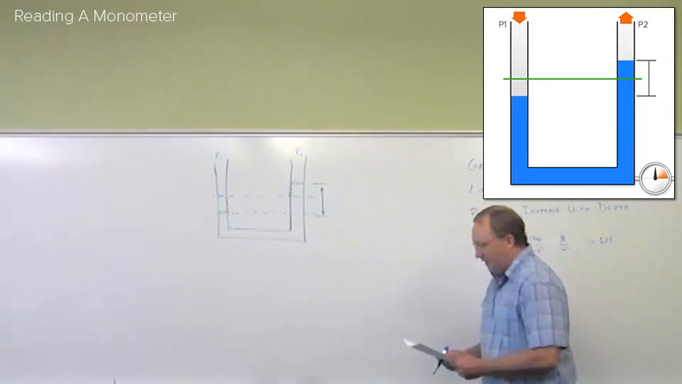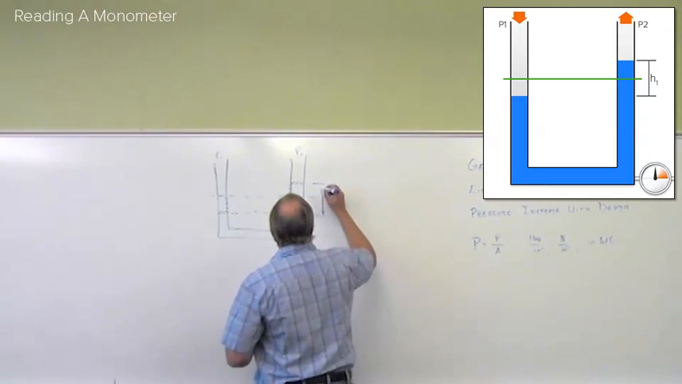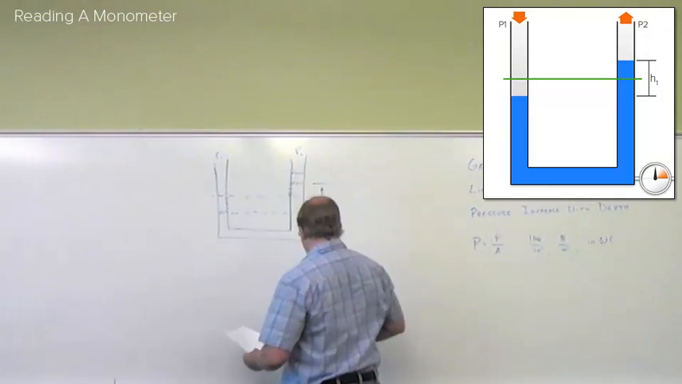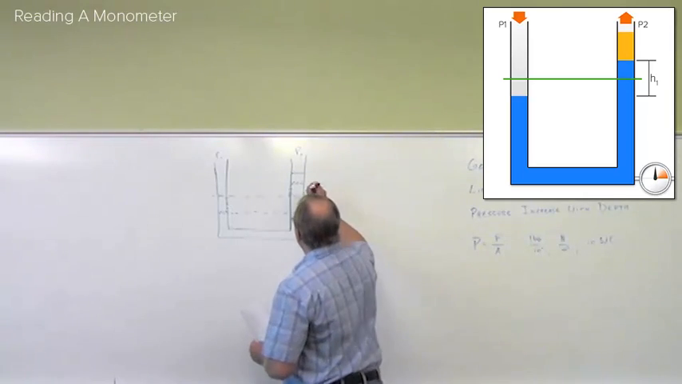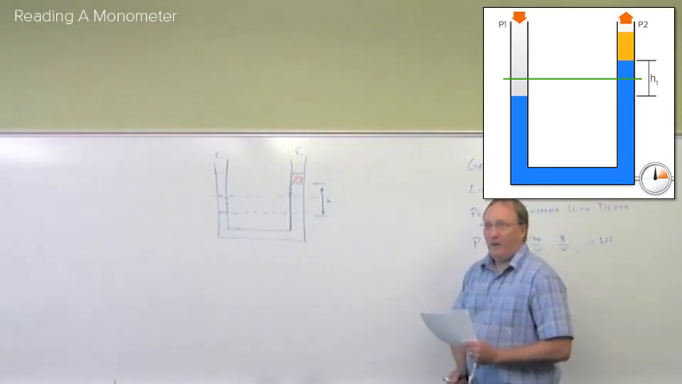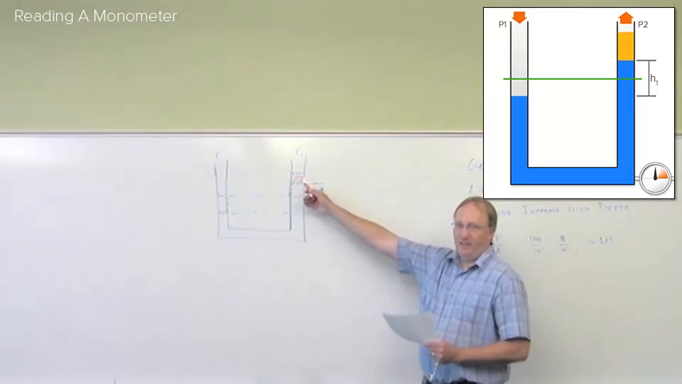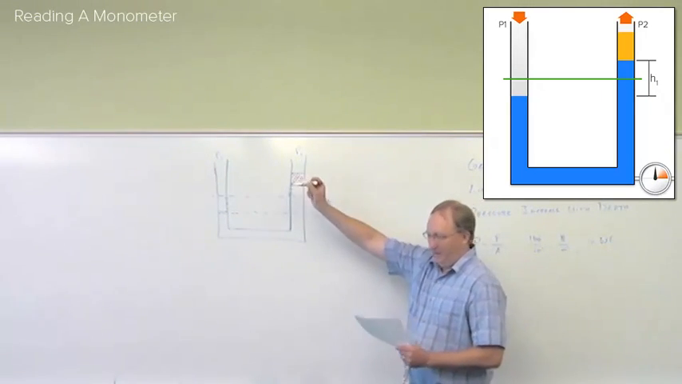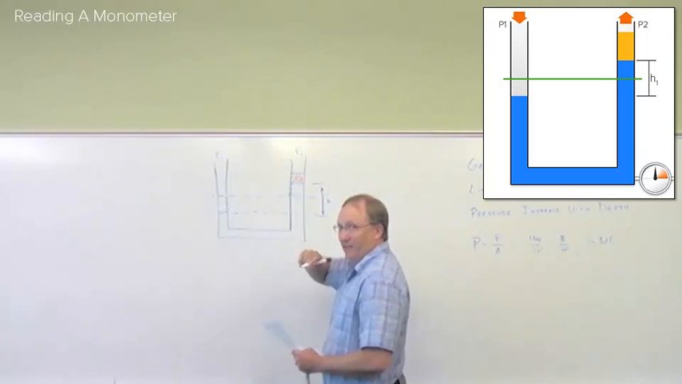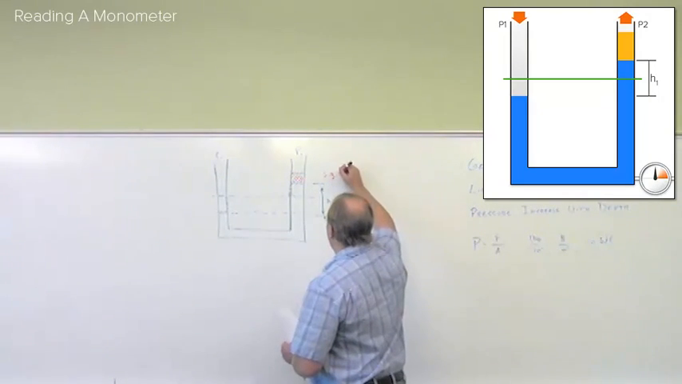Okay, so we're going to complicate this one by saying that in addition to water in here, we've had a problem. Now we have oil sitting on top of the liquid on this side. But the oil, because it's oil, is less dense than water. And it has what's called a specific gravity.